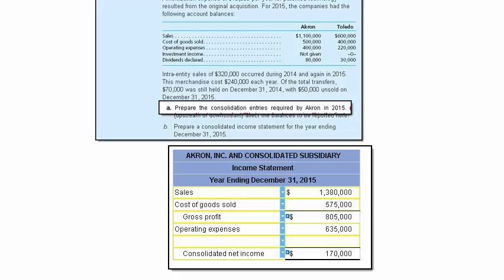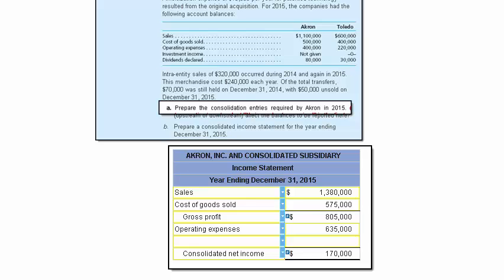income statement. So again, what we're doing was we're adding the results of Akron and Toledo together, but then we need to also take into consideration the adjustments we made on Part A. And when we add the two together and eliminate the sales and the patented information, as well as the unrealized inventory profits that existed at the end of 2014 and 2015, we come up with sales of $1,380,000, right?